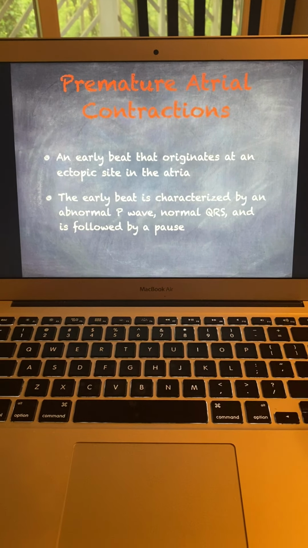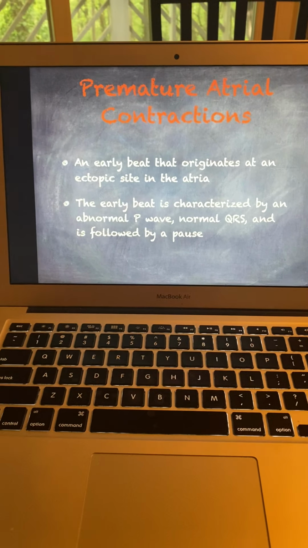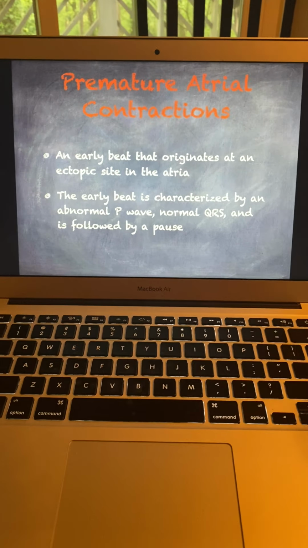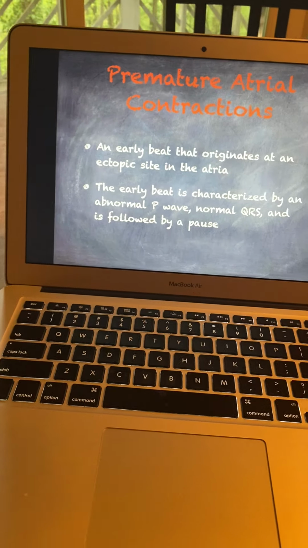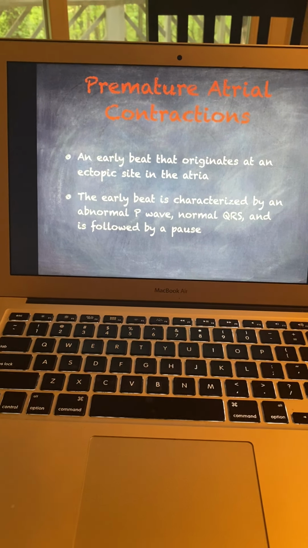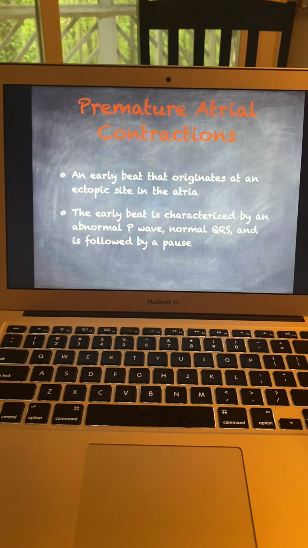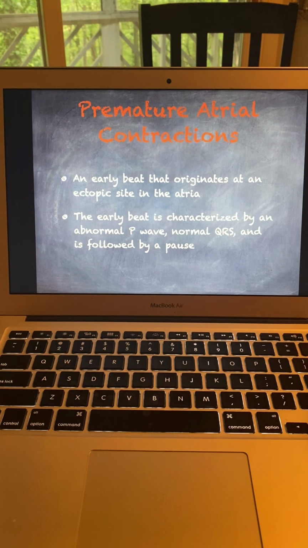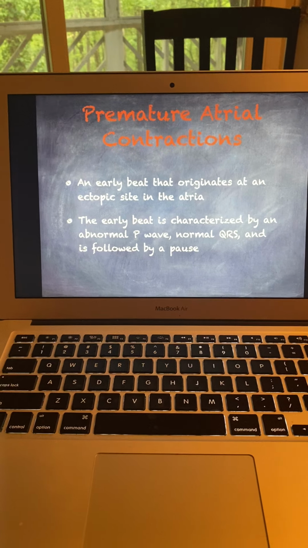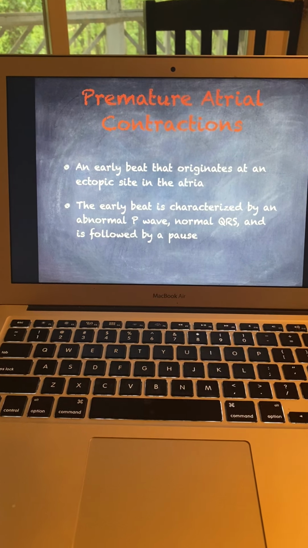So PACs, like I said, are premature atrial contractions, which is an early beat that originates from an ectopic site in the atria. The early beat is characterized as an abnormal P wave with a normal QRS that's then followed by a pause. So you'll see a patient in, let's say, a normal sinus rhythm, and they'll have an abnormal P wave or an early P wave, and that would be characterized as a PAC.